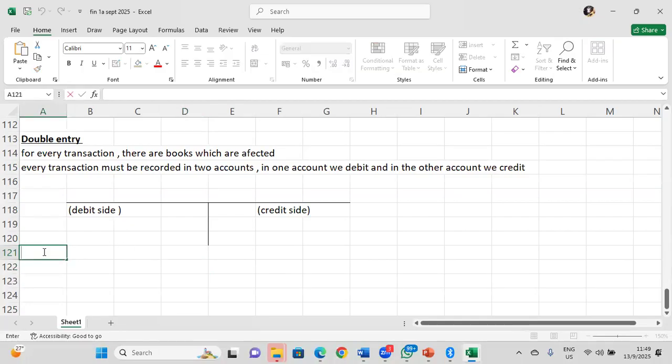The first thing, before we know which one to put on the debit or which one to put on the credit, is to understand which two accounts are affected. We've said for every transaction, there are two accounts which are affected. So let's start with that, identifying the two accounts affected.